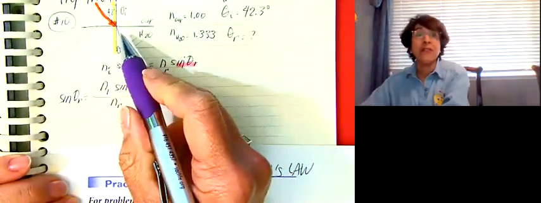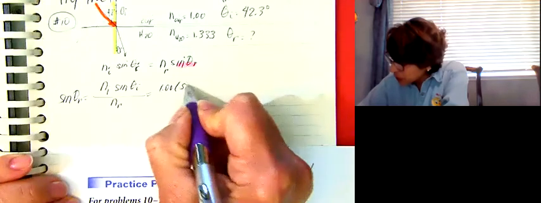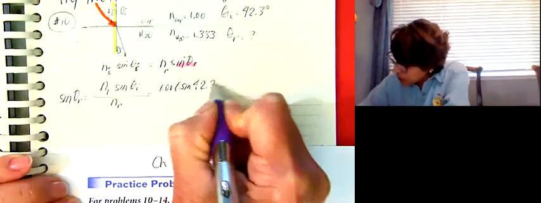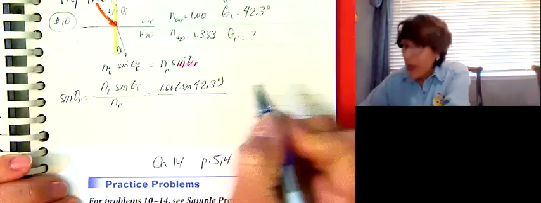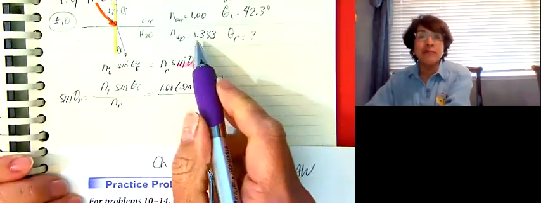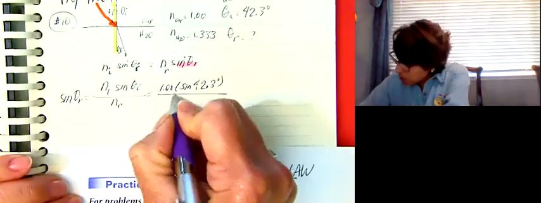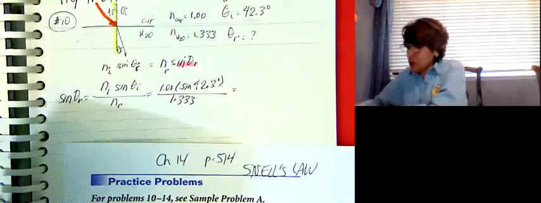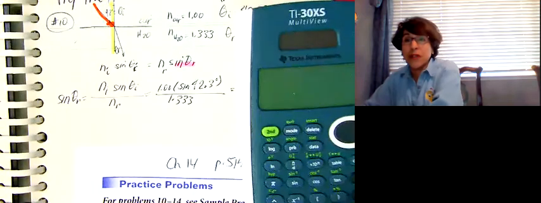1.00 times the sine of the angle, which is 42.3. Sine of 42.3 degrees, all that divided by the other index, which is 1.333. And that'll give us the sine. Let's see what that is.